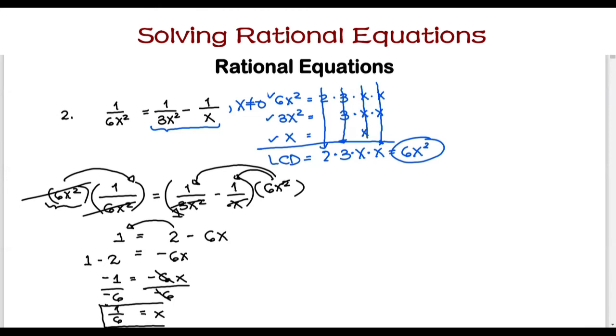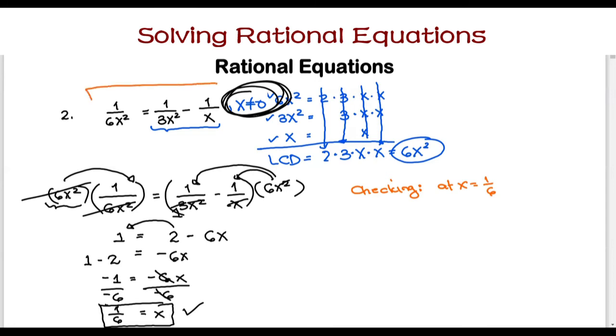Sure ba tayo na okay to? Hindi to extraneous solution? Yes. Kahit hindi pa tayo nag-check, wala pa tayong checking na ginagawa, tama yan. Kasi ano bang bawal na value ng x? Ito lang, oh. X cannot be 0. Pero dito, sige, let's do the checking. At x equals 1 over 6, isa-substitute sa original equation.